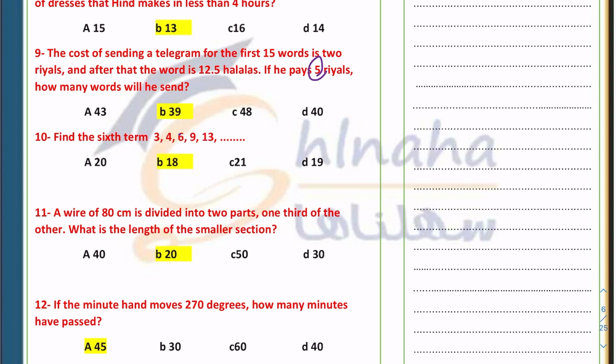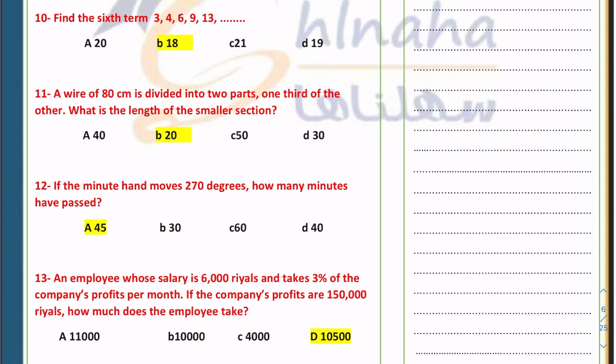Question number 11. A wire of 80 centimeters is divided into 2 parts. 1/3 of one is the other. What is the length of the small section? So I have a small and a large section. This is 1 and this is 3 times the other one. What is the number of shares?